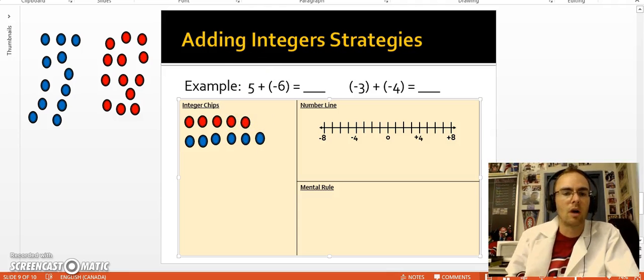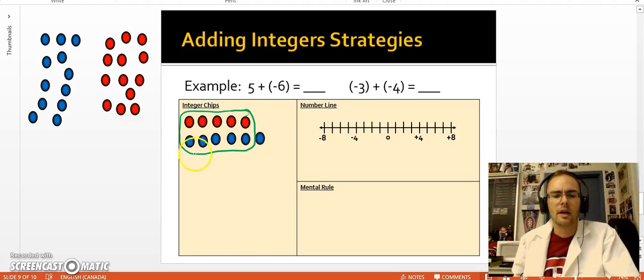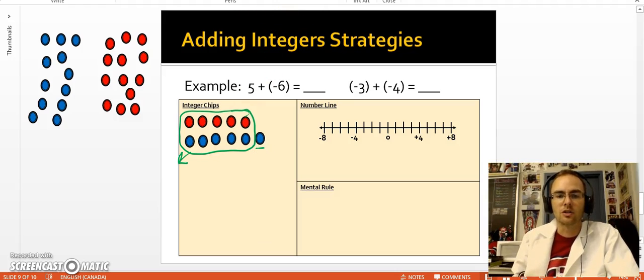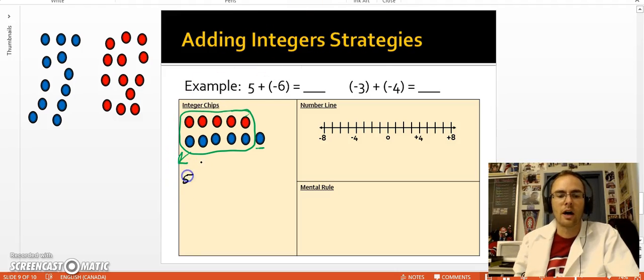So using my little pen tool here, I'm going to draw a line, a circle, and I'll draw an arrow, and basically this is showing that I can cancel these chips out because they equal 0. Now I am left with -1, and that is actually my answer. So I can rewrite this. So positive 5 plus -6 equals -1. And that's all because of zero pairs.